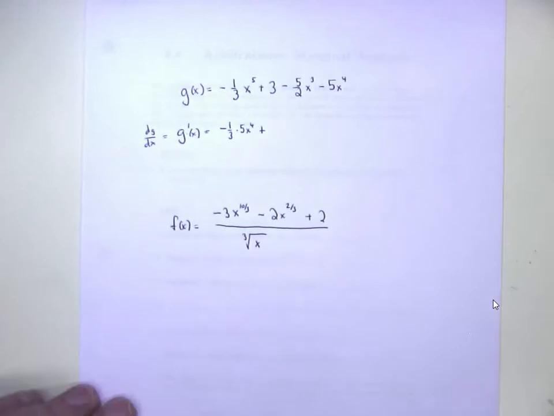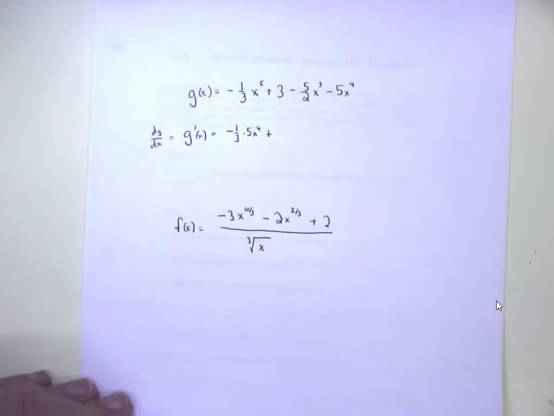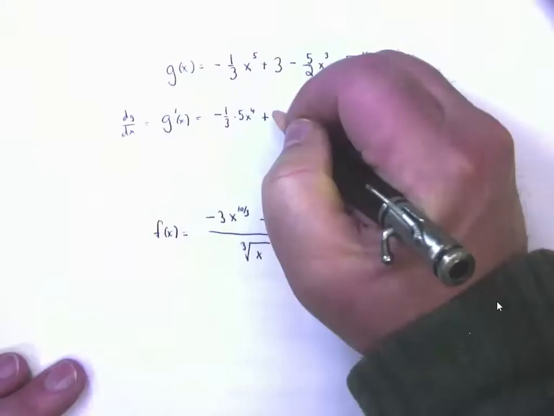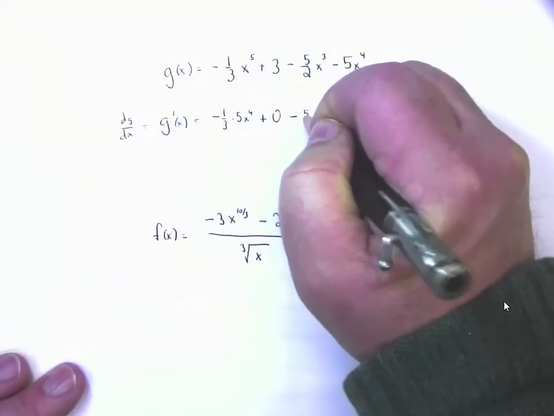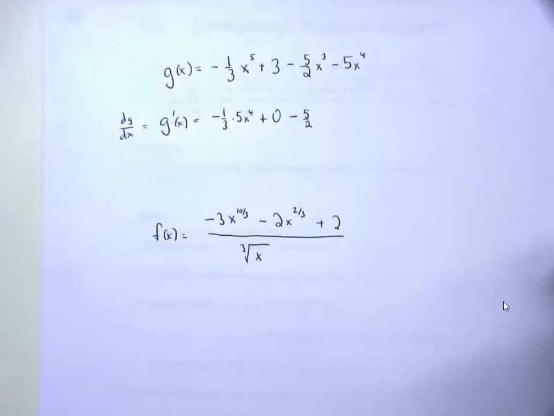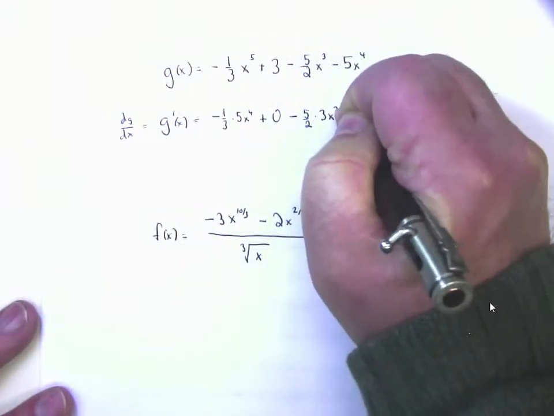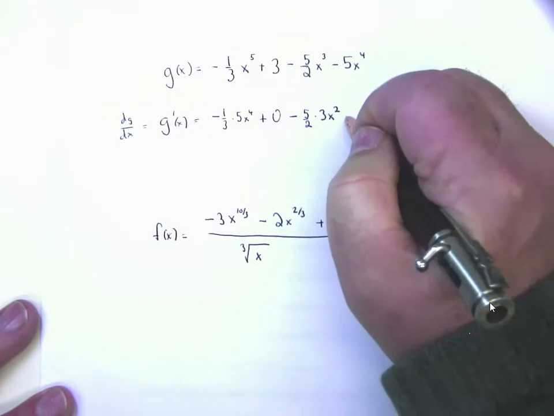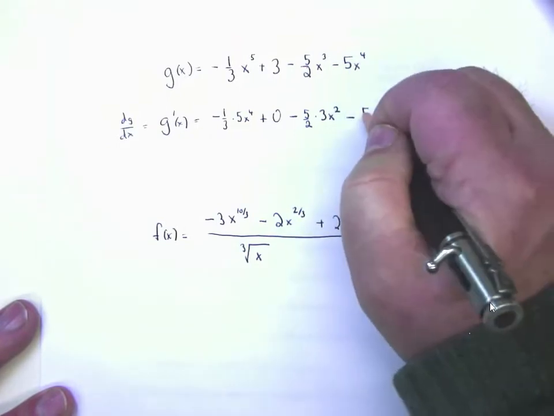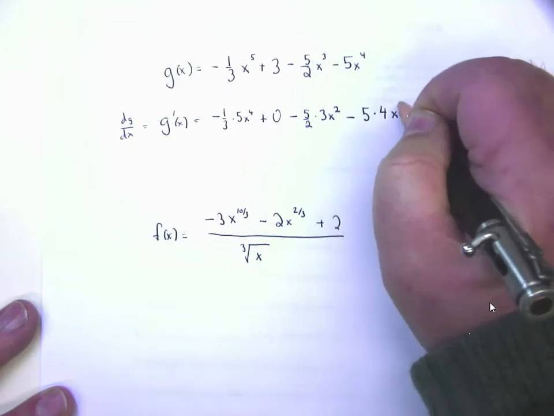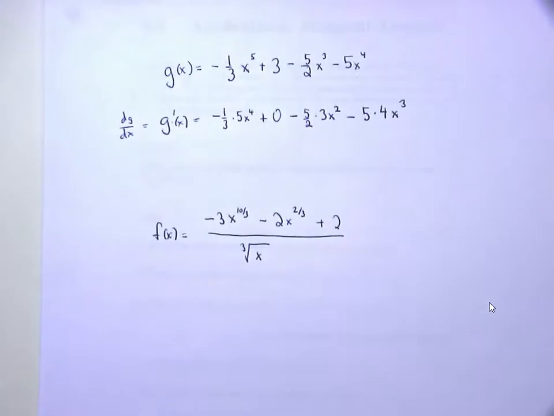The derivative of 3, being a constant, is what? 0. Minus 5 halves is a constant. It holds over. What is the derivative of x cubed? Bring down your power, 3x squared, and you multiply. Minus 5 is a constant. It holds over. Derivative of x to the 4th, you bring down your power, 4x, and subtract 1, 3. Now, you've got the answer.